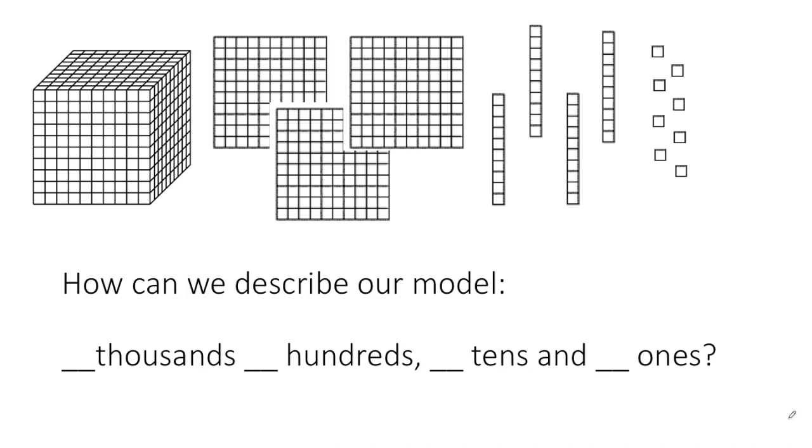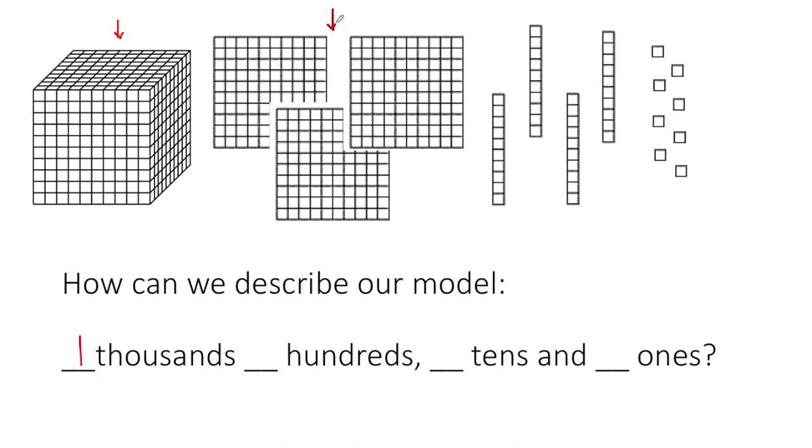How could I describe this model? Blank thousands, blank hundreds, blank tens, and blank ones. Go ahead and fill in those blanks really quickly. Great job! Here is the thousands block, and we have one of them, so we said 1,000.